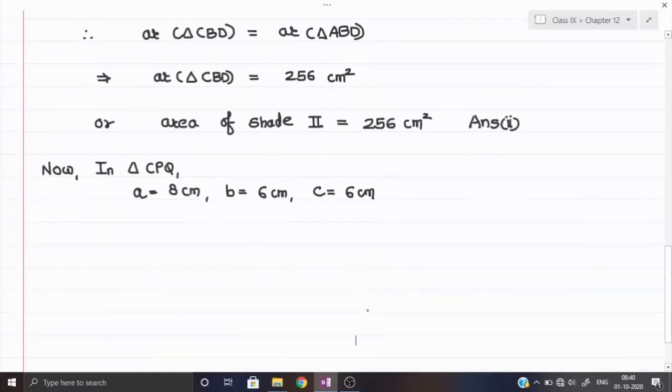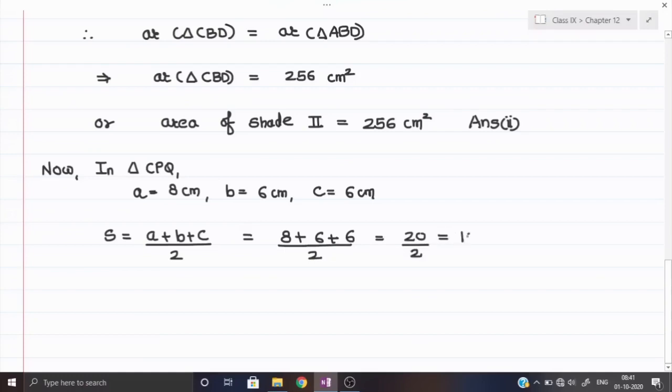First of all, what we shall find out here? Semi-perimeter. Semi-perimeter formula is A plus B plus C upon 2. Now we can put up the value here. This will be 8 plus 6 plus 6 upon 2. 6 plus 6 is 12, plus 8 is 20. So 20 divided by 2 becomes 10 centimeter. So this is our semi perimeter.